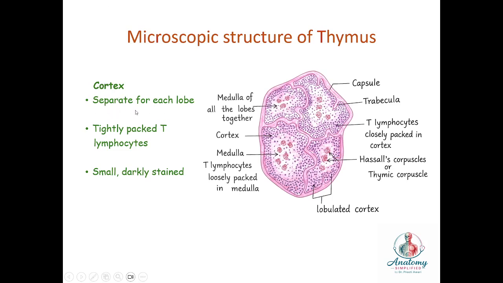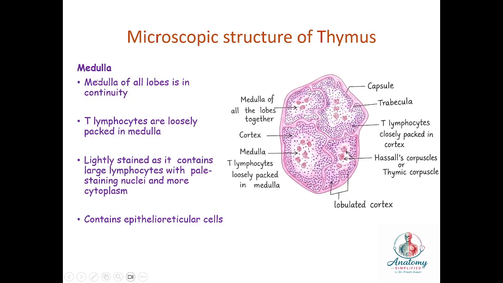Each lobe has its own cortex. In the cortex, the T lymphocytes are tightly packed. They are darkly stained and small, so their nuclei are darkly stained. So these are all T lymphocytes present in the cortex.